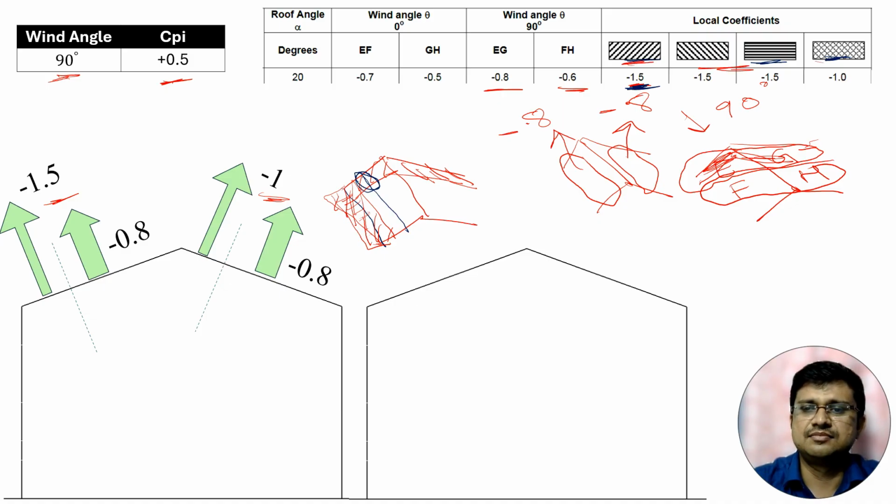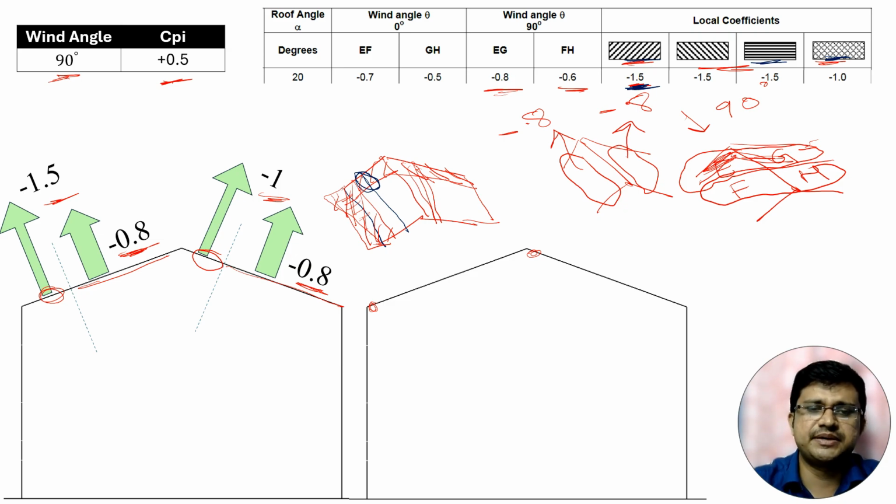These local coefficients are more important, because some particular purlin can be thoroughly affected by this local coefficient. If the purlin is placed near the edge, in this portion if there is one purlin, or in this portion, then the whole purlin will be affected by the local coefficient. So this local coefficient we have to consider here minus 1, here minus 1.5, and for both EG and FH, the average value is minus 0.8 we have to consider, because we will consider the value of EG throughout the roof.